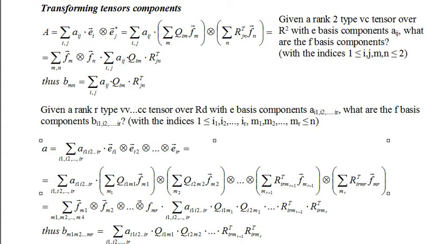Line 2, change the order of summation to sum on the I and J indices first, then factor out the F basis tensors. Line 3, read the coefficient of each F basis tensor from line 2. This argument is repeated on the bottom half of the page for rank R tensors. Each E basis vector is replaced by a linear combination of F basis vectors, and each E star basis vector is replaced by a linear combination of F star basis vectors. The order of summation is changed, the F basis tensors are factored out, and we're left with the components of the F basis tensor.